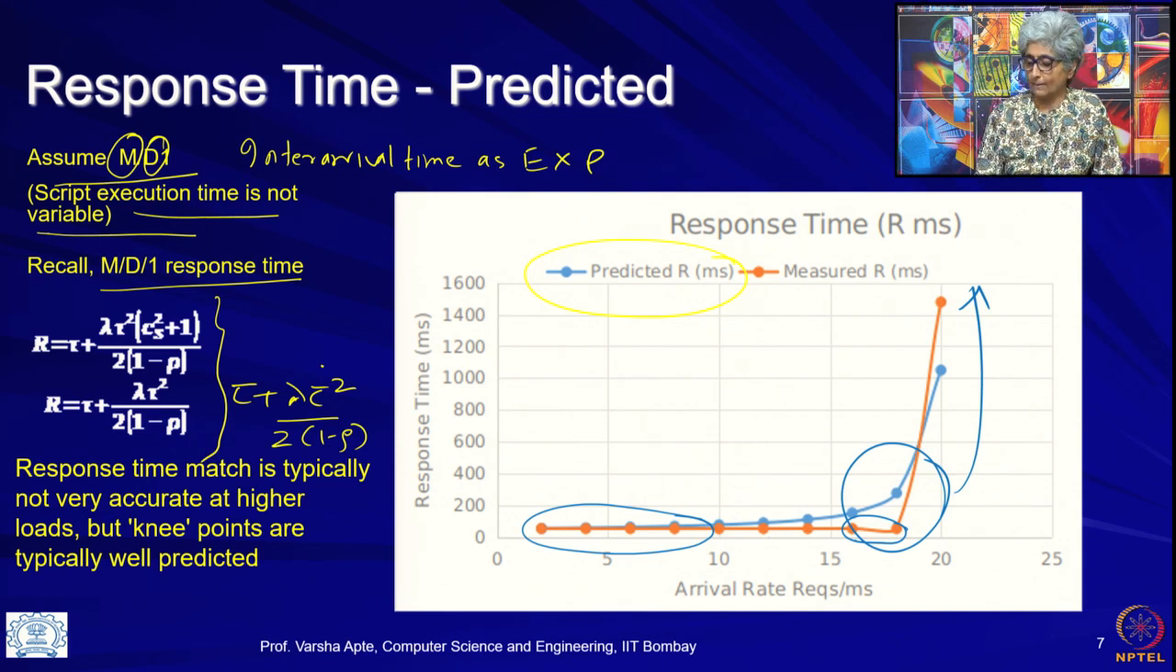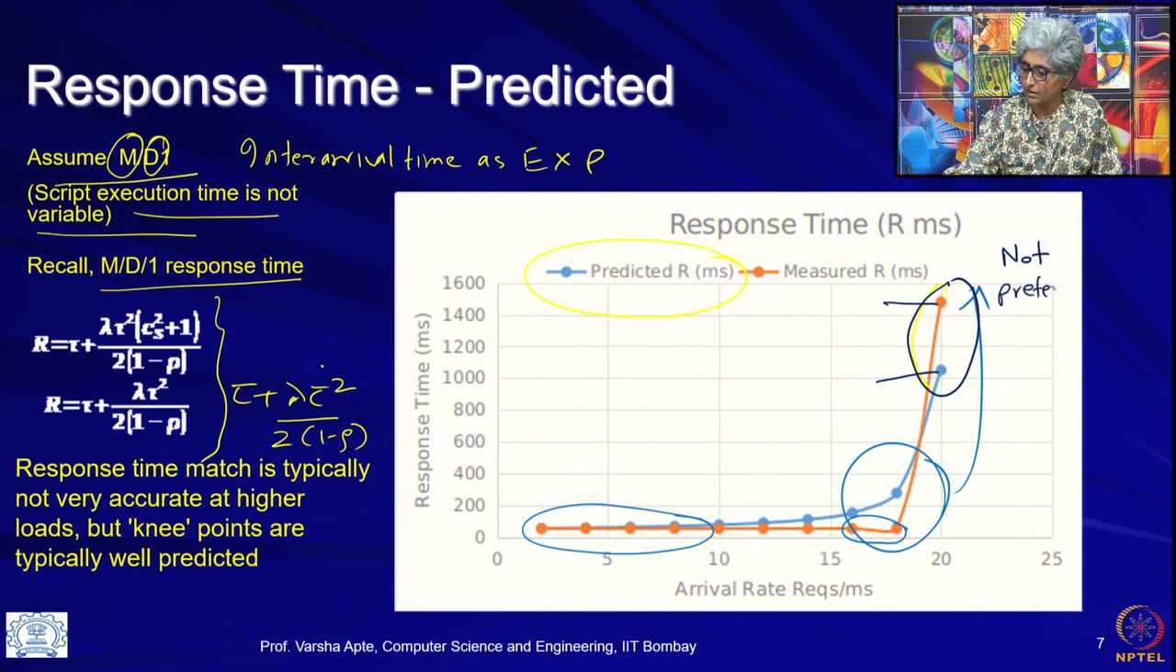by the formula. So, considering how beautiful and simple looking the formula is, my claim is that it still does a very good job at predicting something like a response time. The strict match may not be that accurate, okay, at the higher level. This part, for example, obviously there is a big gap here. But these are not preferred regions of operation anyway.